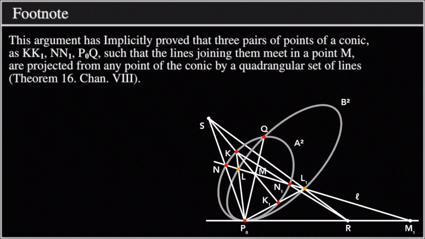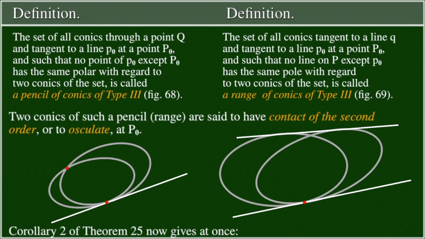Theorem 16, Chapter 8. Definition: the set of all conics through a point Q and tangent to a line p0 at a point P0, and such that no point of p0 except P0 has the same polar with regard to two conics of the set, is called a pencil of conics of type 3. Figure 68. Definition: the set of all conics tangent to a line q and tangent to a line p0 at a point P0, and such that no line on P0 except p0 has the same pole with regard to two conics of the set, is called a range of conics of type 3.